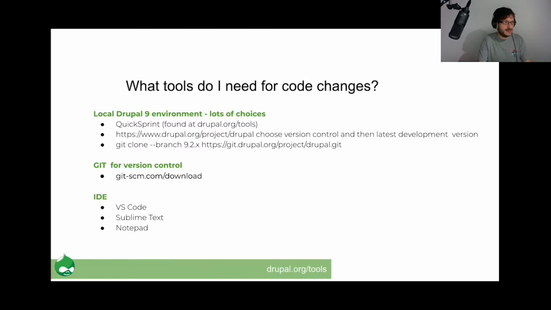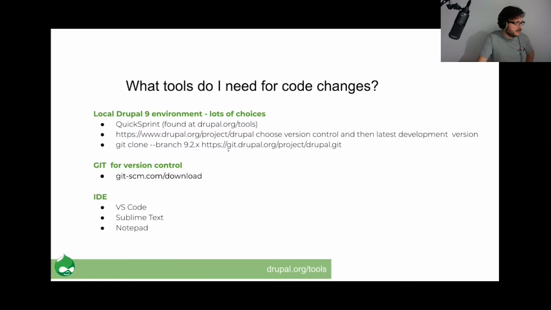If you have a development environment and you are fine with that, then you can just go to project/Drupal and choose the right version. In this case, the issues that we're looking at will be on 9.2.x, I believe, and just get the latest development version, which, yeah, git clone branch 9.2.x. There's the Git repo.